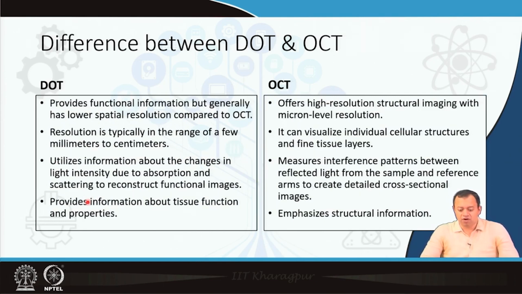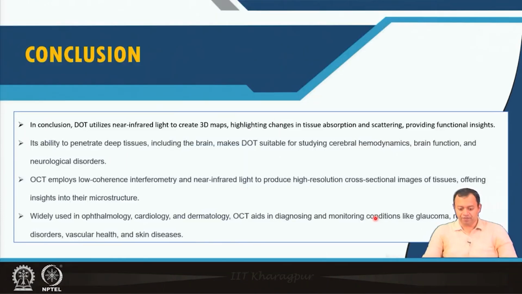DOT provides functional information, but generally has lower spatial resolution compared to OCT. Absorption may occur, whereas OCT offers high resolution structural imaging. Resolution is typically in the range of a few millimeters to centimeters in DOT, whereas OCT can produce cellular structure with fine tissue images. DOT provides information about tissue function and properties, where OCT emphasizes mostly the structural part. One gives you more information on the structure, but DOT, which is another specialized type of OCT, gives you information on the tissue function and property.